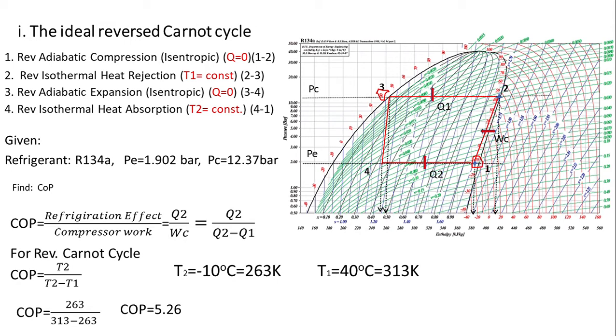The COP has no unit, because it is a ratio of heat or energy. That's why it does not have any sort of unit. You can say that it is a unitless quantity. So the COP of the refrigerator is 5.26. Is it okay? Okay, so this is about the reverse Carnot cycle.